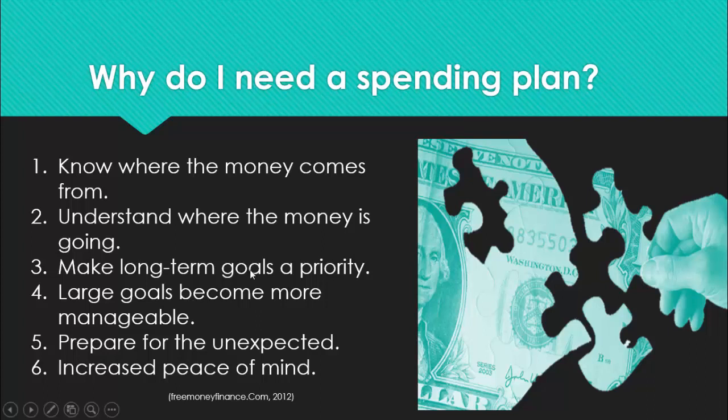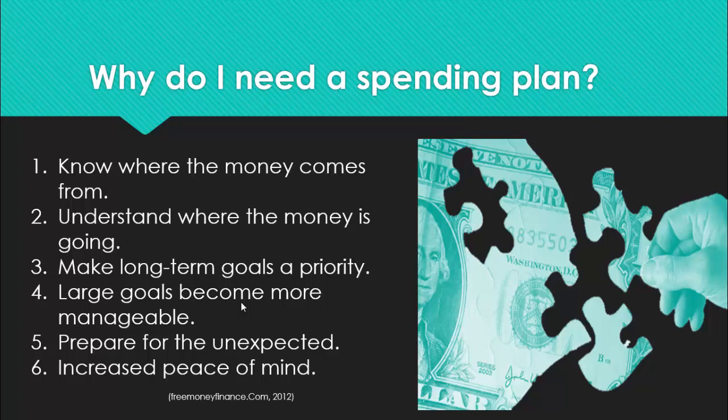And the third one is to take a look at your long-term goals and make them a priority. And so, what's a long-term goal? A long-term goal is a goal that takes 2 to 5 years to complete. So with that being said, you can already know that you're going to need diligence and persistence to reach your long-term goal. The fourth reason is that it will help us by making our long-term goals more manageable.